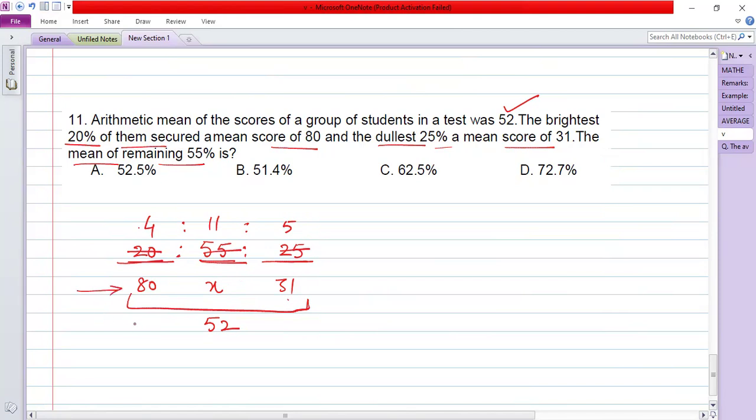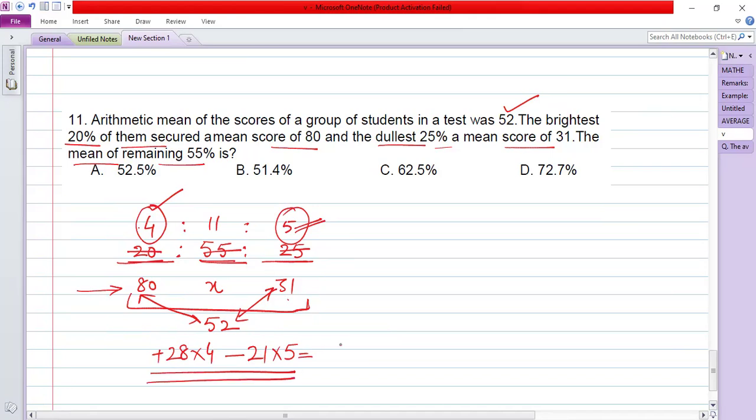Now, for these 4 students, what's the deviation or difference? It is 32. No, it is 28. Since it is 28 and it is for 4 and it is over, it will be plus. And for these 5, what's the deviation here? It is 21, for 5 students, and it is less, so it will be negative. So what is the total deviation? It is 112, because 28 into 4.